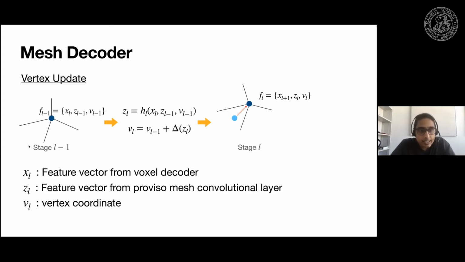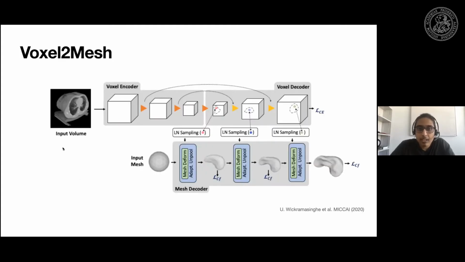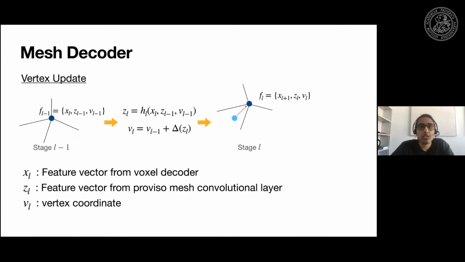Let's say you are at stage L-1. If I go back, we have 3 stages. So we are at L-1. Each vertex in the mesh has an associated feature vector. What I mean by this is that we assign certain features to each vertex. How do we do that? The easiest one is that the feature is the coordinate of the vertex. So it's a feature associated with this vertex.